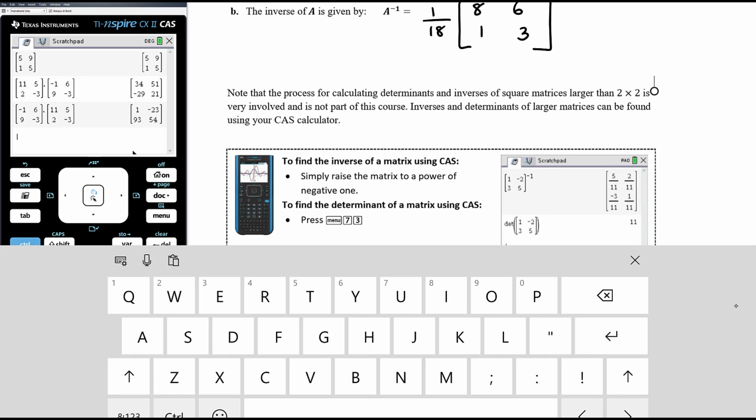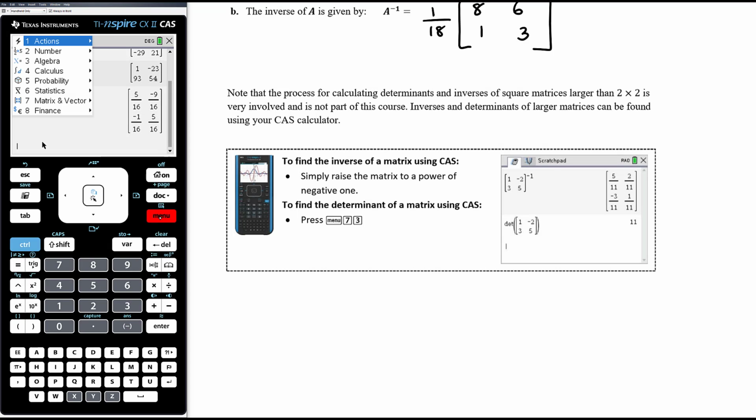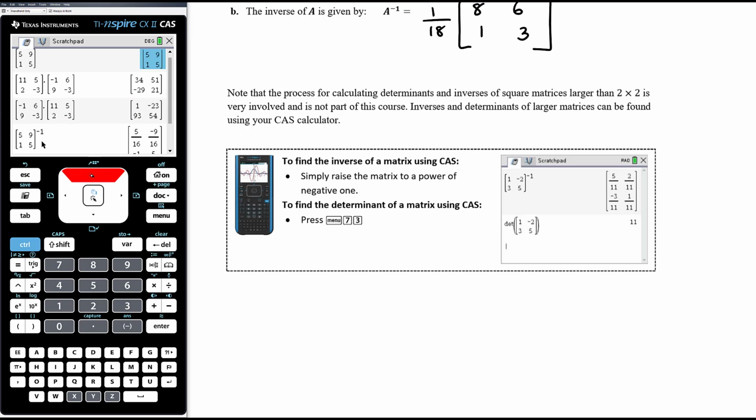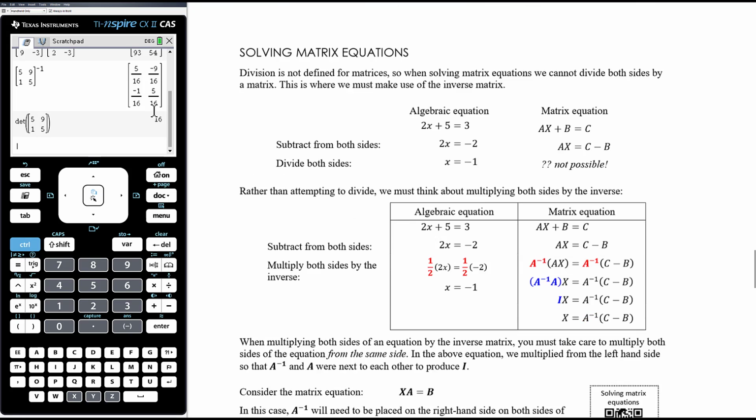Again, with your CAS, if you want to find its inverse, you just raise it to a power of -1. So there's the matrix to the power of -1. That will find the inverse for you. If you want to find the determinant, menu 7 for matrices and 3 for determinant, and then put the matrix in there. But if you just find the inverse straight away, you can probably see from your inverse that the determinant's probably 16, because that's the denominator of all those fractions. Once again, you probably won't have need to do that.